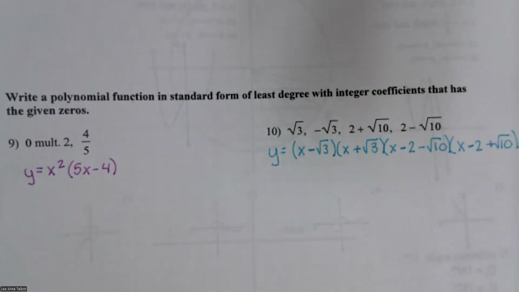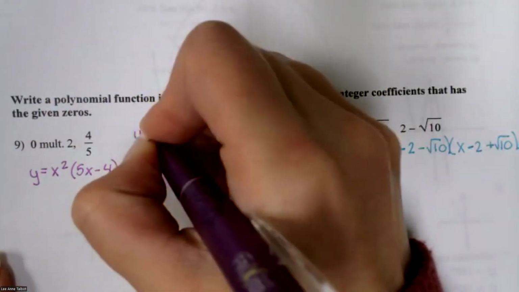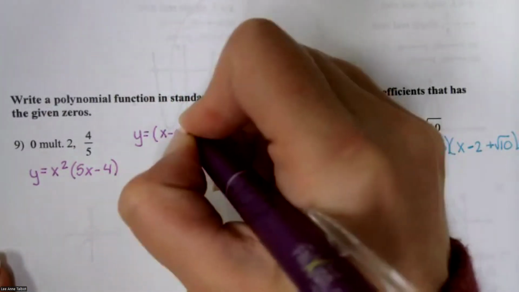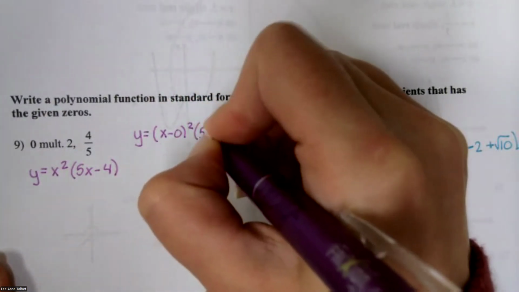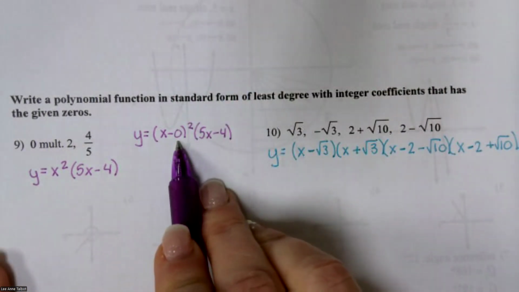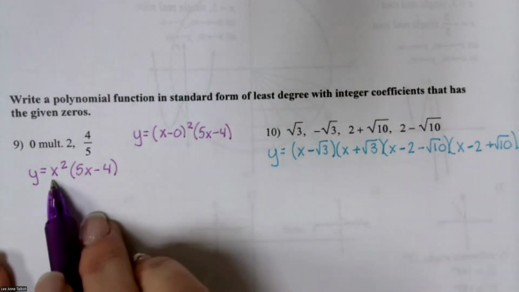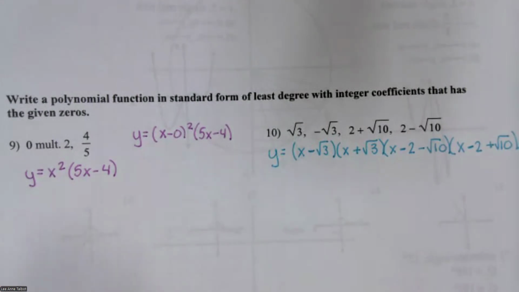Yes, just like for number 9. Like 0 multiplicity 2, why is it x squared? So the way Kuda is looking at it is this. 0 is the root with a multiplicity of 2. I just didn't write the minus 0. Is that helpful? Yeah. Okay.